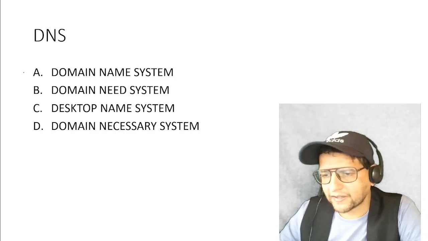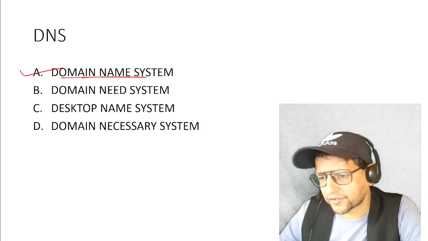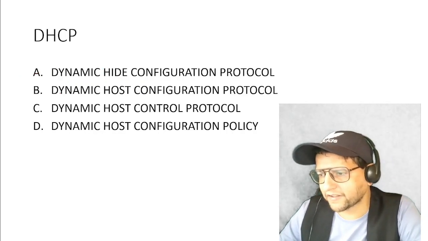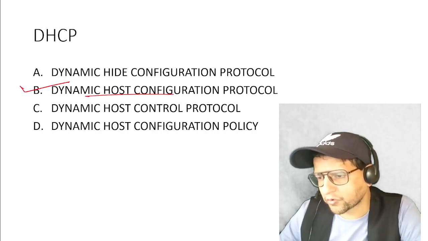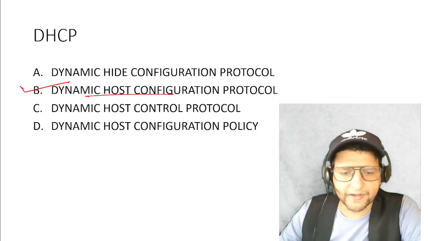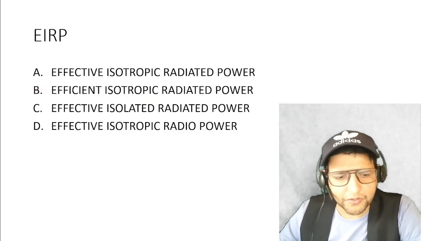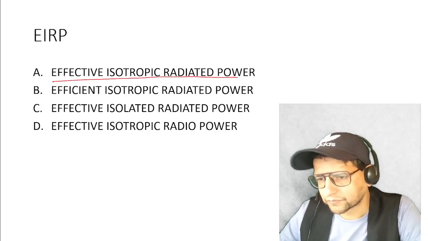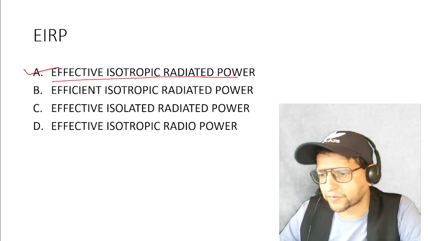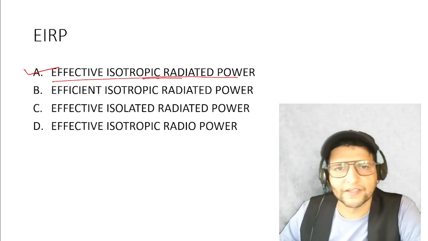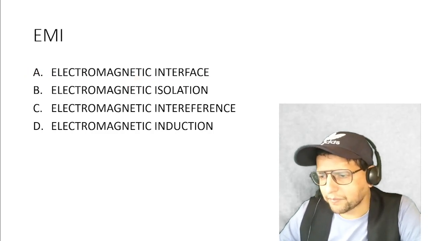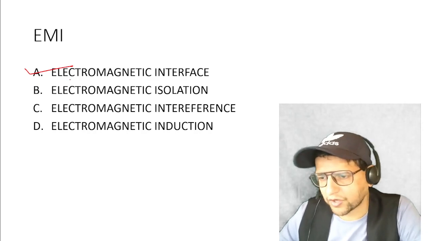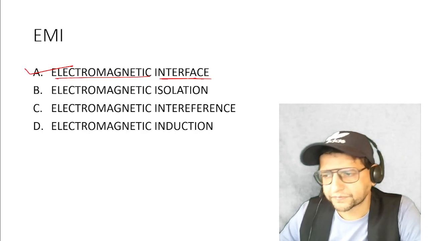DNS is your Domain Name System. This one is the right answer, which does mapping of your domain name and IP. DHCP is Dynamic Host Configuration Protocol, which is going to assign IP addresses automatically to your machines. EIRP is your Effective Isotropic Radiated Power. How much signal strength you get from the transmitter is your Effective Isotropic Radiated Power. EMI is your electromagnetic interference, like the way you have EMF. So A is the right one.